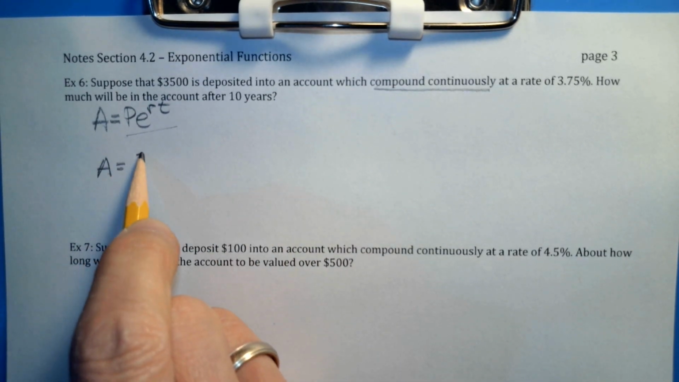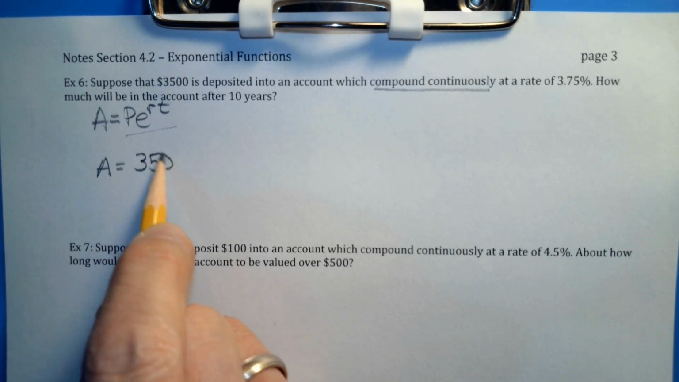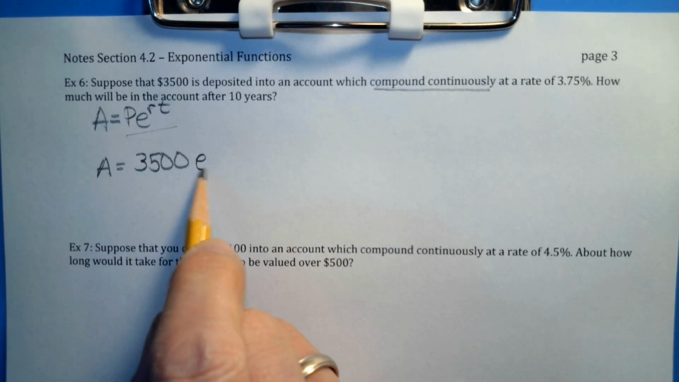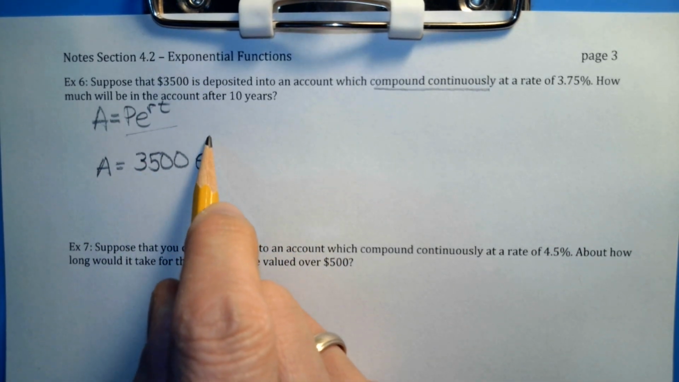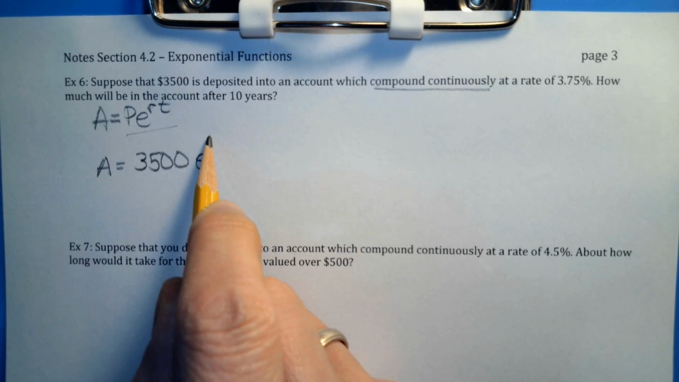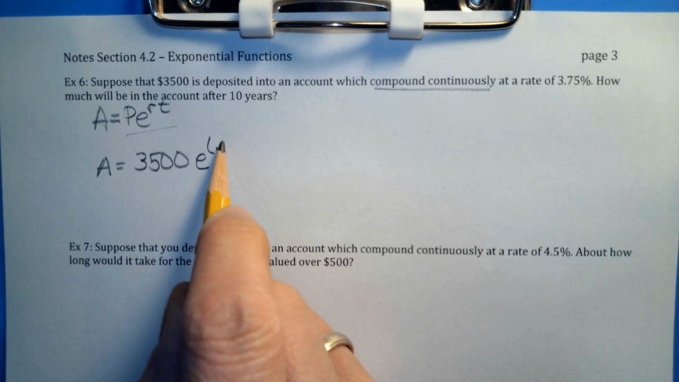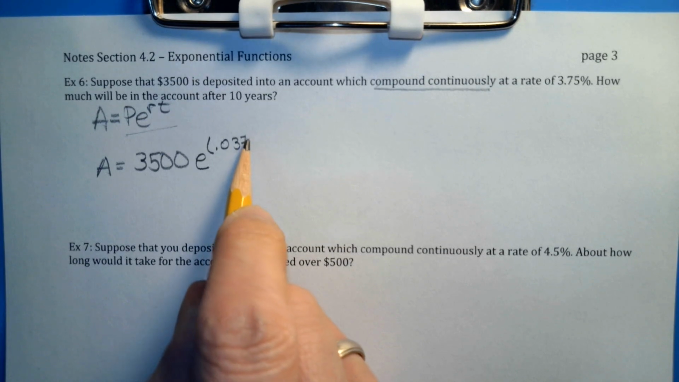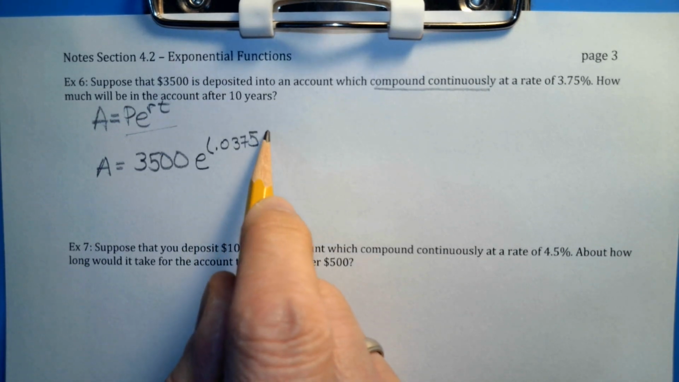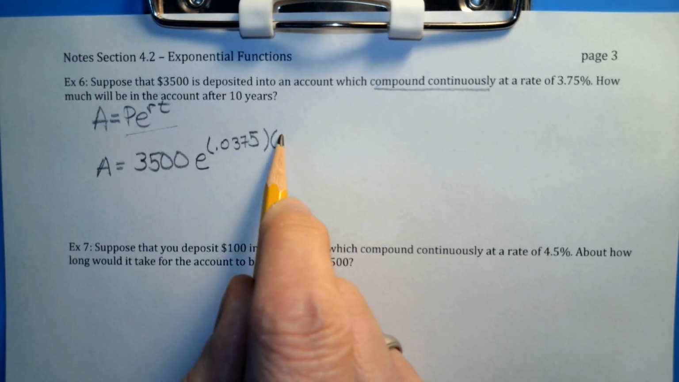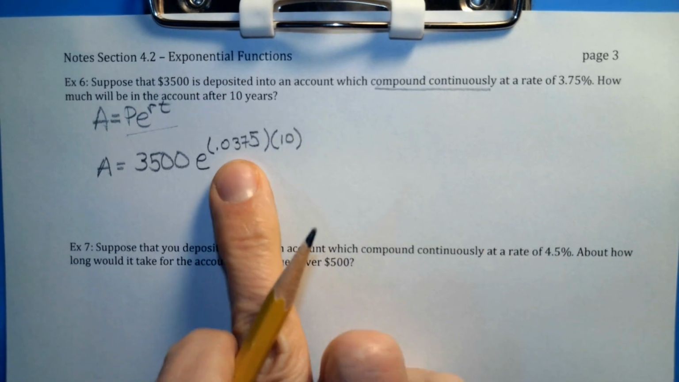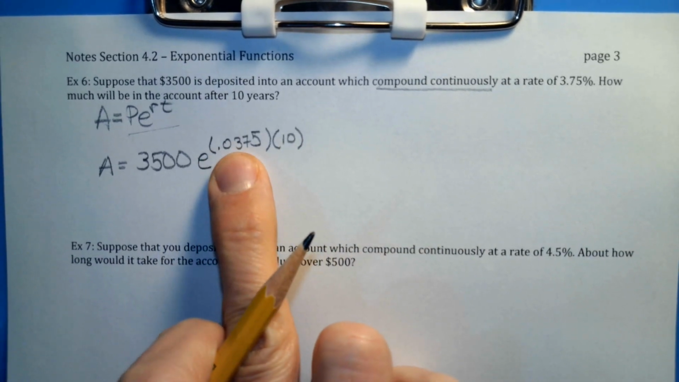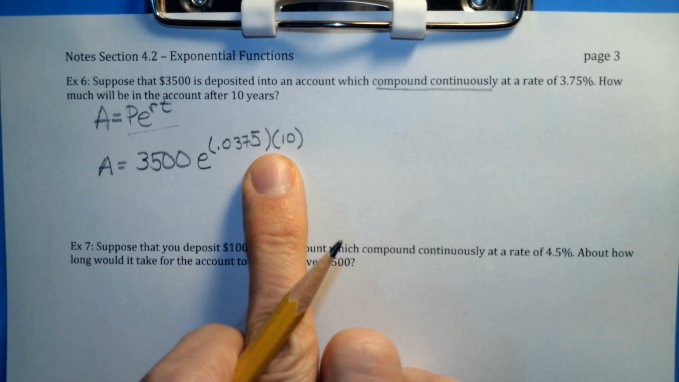Okay, so how much is left in the account after 10 years? We have the original principal, E, and then we raise it to the 0.0375 times 10. Now this one's easy enough. You might just move the decimal place once, right? So that you don't have to worry about doing this in your calculator.